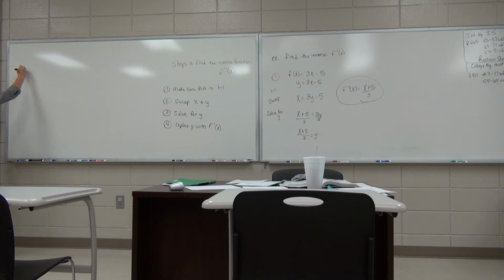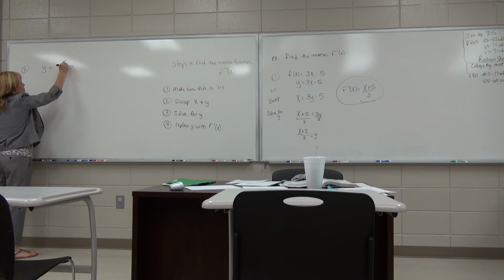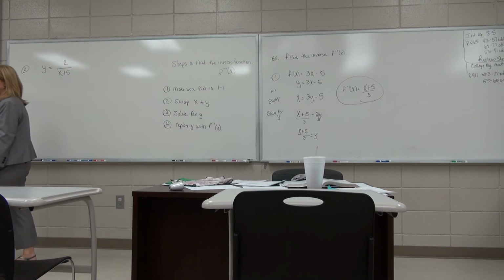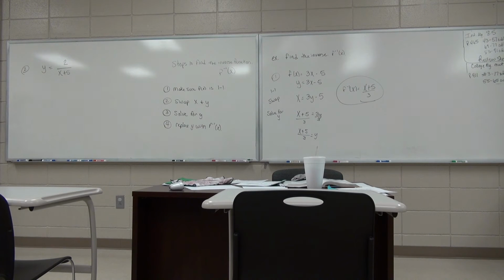Number 2. The part you got started on there is step 4. Yes, that's when you replace y with f inverse. Alright, this time let's say we have y is equal to 2 over x plus 5. Well, is this one-to-one? Yeah. Do you have any even exponents in your absolute values? No, so it is one-to-one, which means that it does have an inverse.